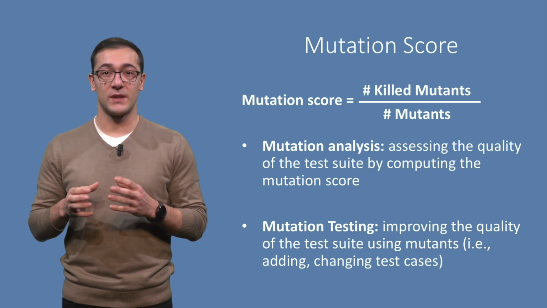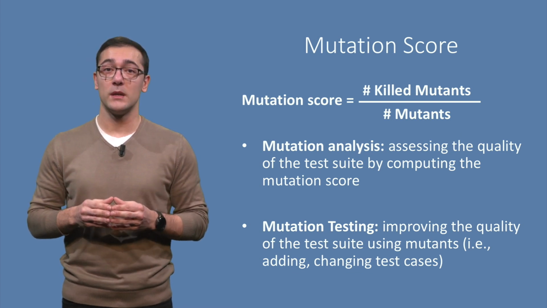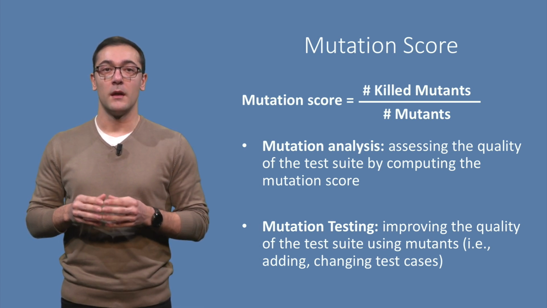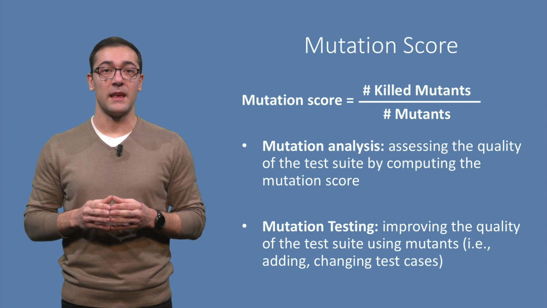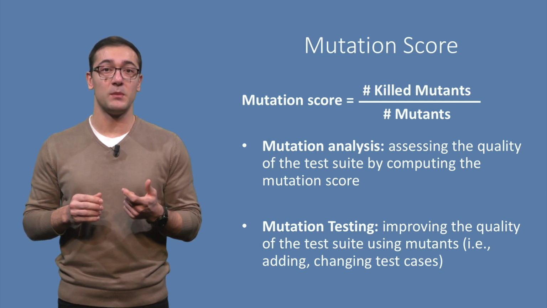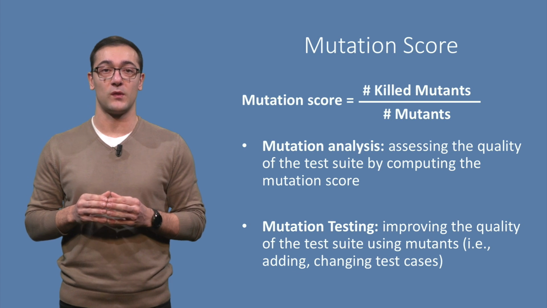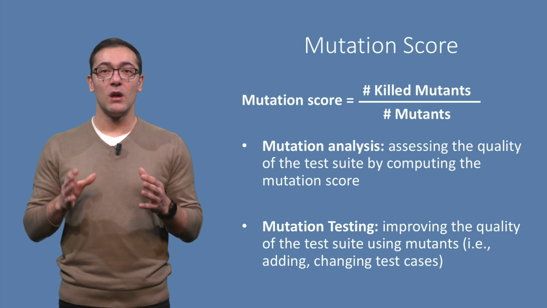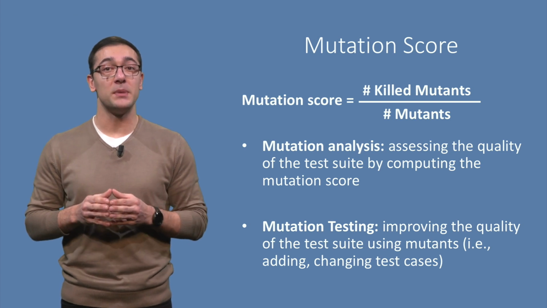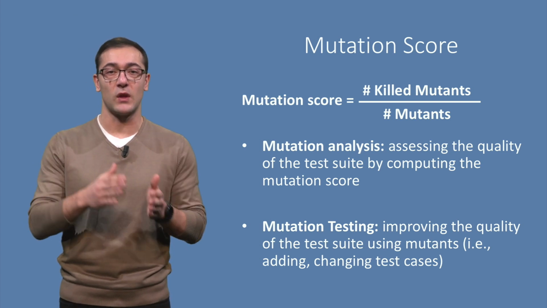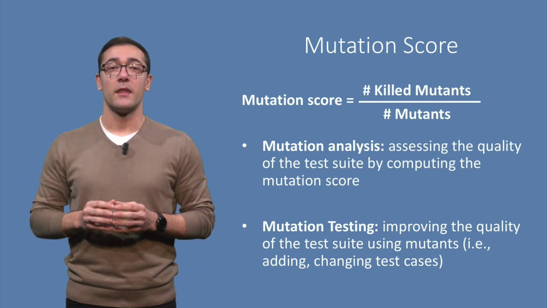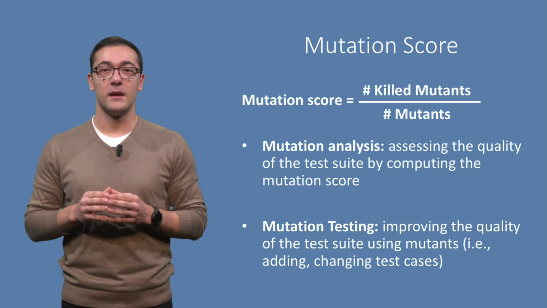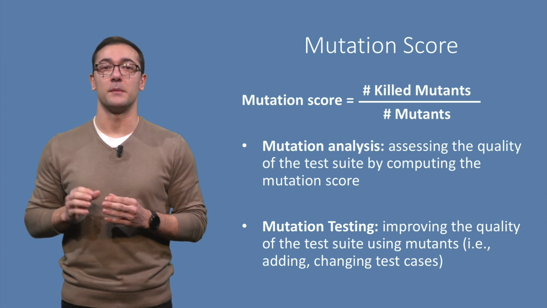Based on the ratio of killed and alive mutants, the quality of the test suite can be measured using the mutation score. The mutation score is defined as the ratio between the number of killed mutants and the total number of mutants. Based on how developers use the mutation score, quality assurance activity can be divided into mutation analysis and mutation testing. These two terms are often used as synonyms. However, there is a subtle difference between them.